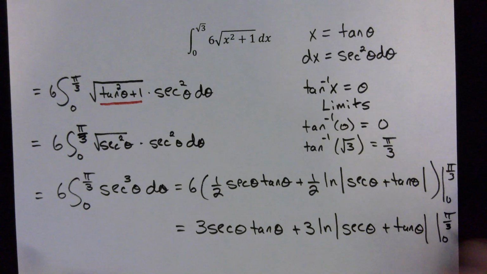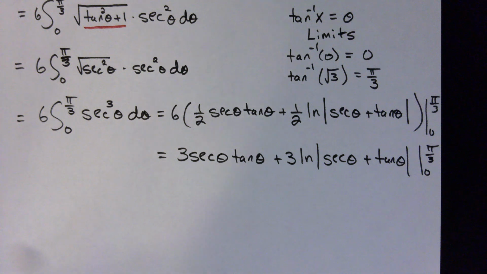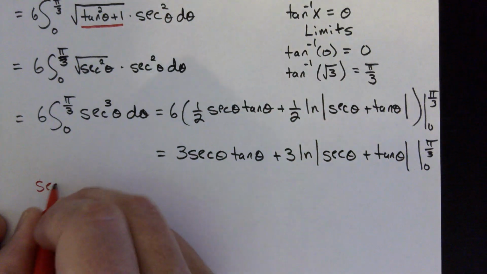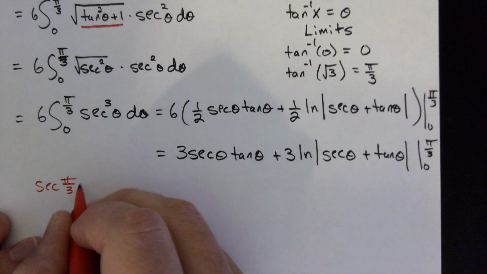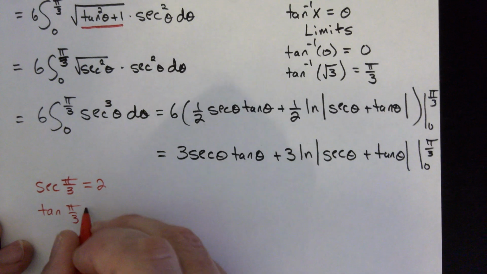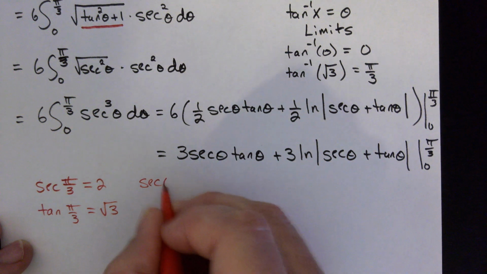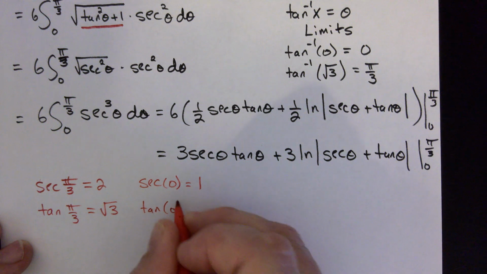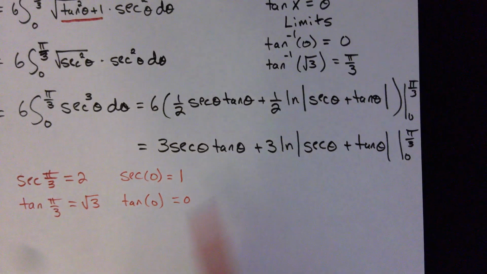That's the answer, but we do need to plug in our limits to see what we get. First let's write what we get for each one. What is secant of pi over 3? Secant of pi over 3 is equal to 2. What is tangent of pi over 3? Tangent of pi over 3 is equal to root 3. What is secant of 0? That's equal to 1. And what is tangent of 0? That's equal to 0.